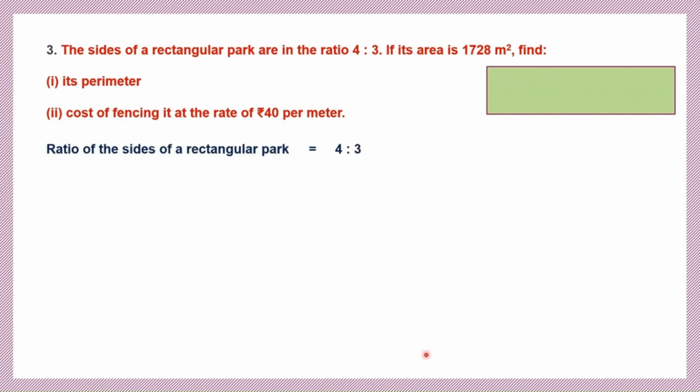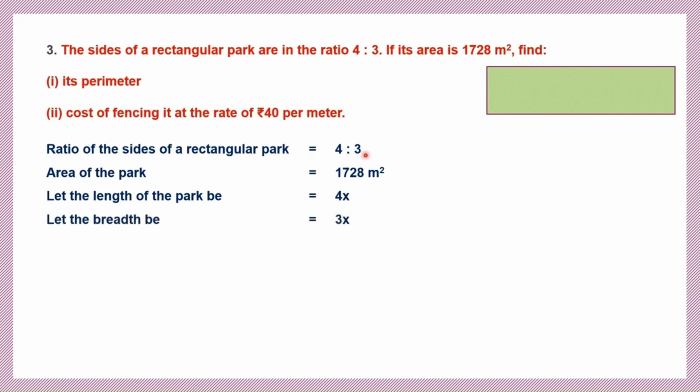So let's begin. Ratio of the sides of a rectangular park which is given to us is 4:3. And the area of the park is also given to us. Let the length of the park be 4x. Now here the ratio is given as 4:3. The longer one we'll consider as the length and write 4x. So the length, let it be 4x. Let the breadth be 3x. So the smaller measurement will be the breadth.